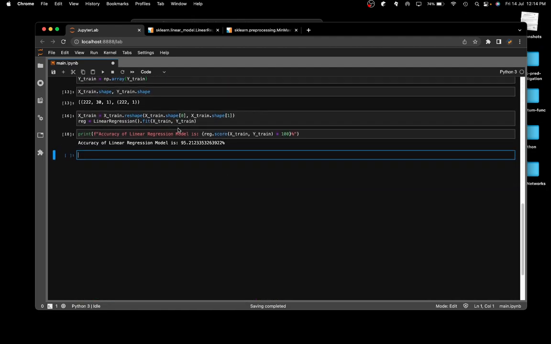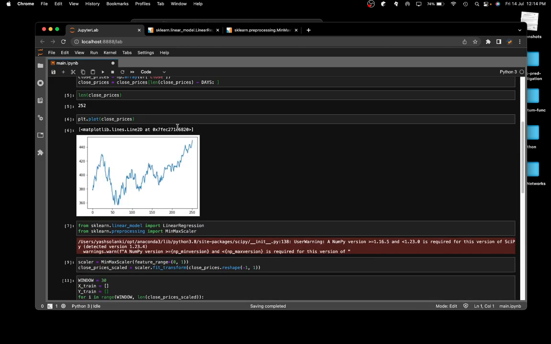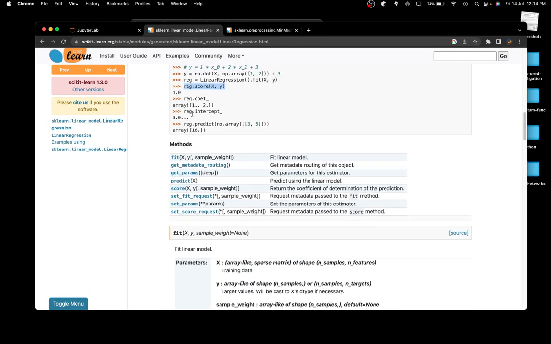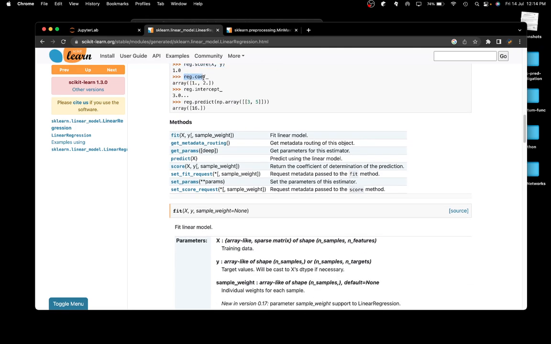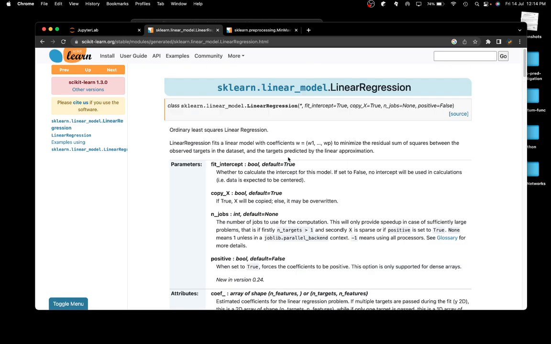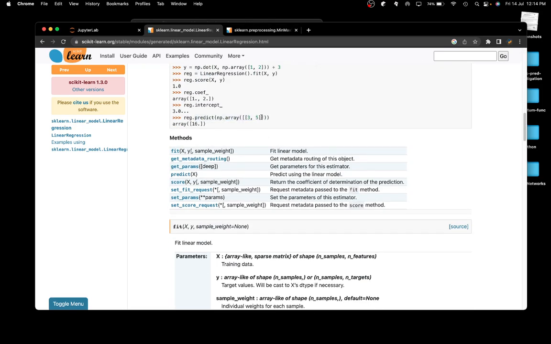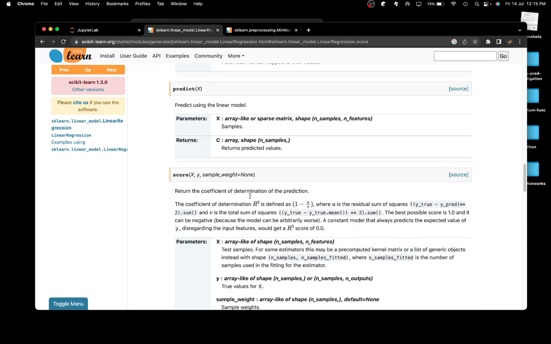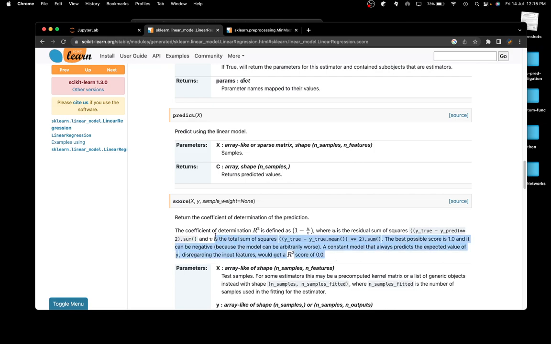Now we actually have to compute the thing that we wanted to compute. So this gives us the slope, I'm pretty sure. I want to get the coefficient of determination. I know that sklearn does have a thing for that to compute r squared. I just don't know how. Get params, predict, score. Yeah, as you can see, score takes X, y, and sample weight, and returns the coefficient of determination of the prediction. So this is exactly what we want. If I head on over here, you can see it's right here.